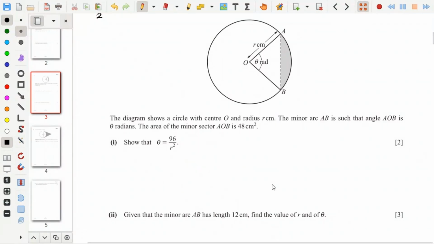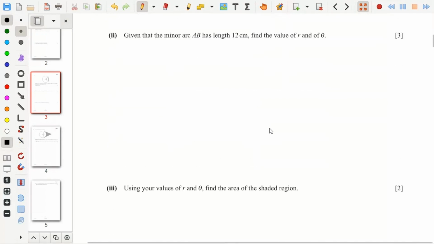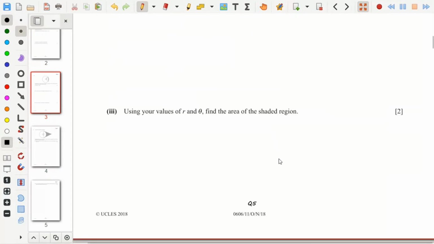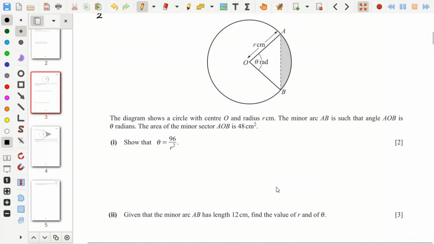Hello, what's up? We are going to look at another question on sector measure. As I said in the beginning, we are solving easy questions. This is 2018 variant 11 winter. It's an IG paper. All right, so the first question for today.